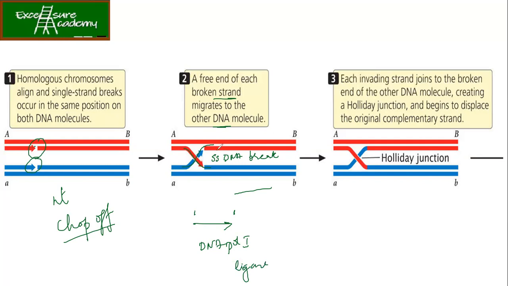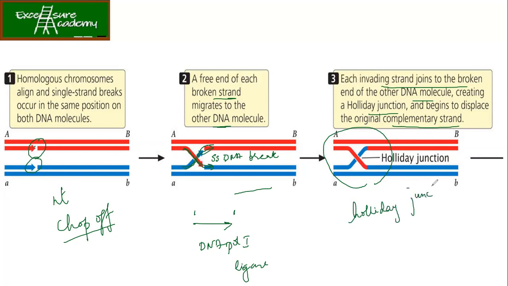Okay? So you can see over here, the strand invasion starts and they get sealed to the respective opposite sister chromatids. Okay? So each invading strand joins to the broken end of the other DNA molecule, creating a Holliday junction which begins to display the original complementary strand. Can you see? Now what has happened here? So this entire thing is known as the Holliday junction.